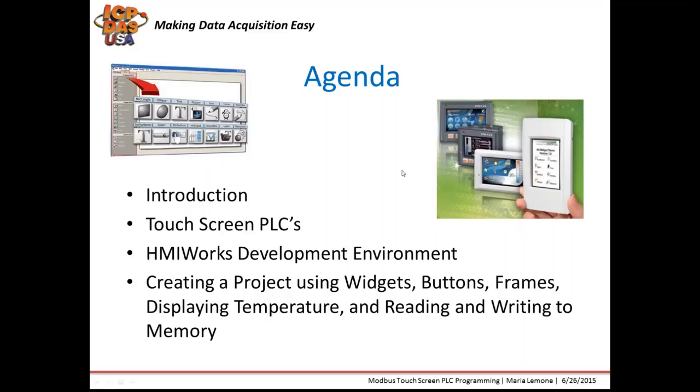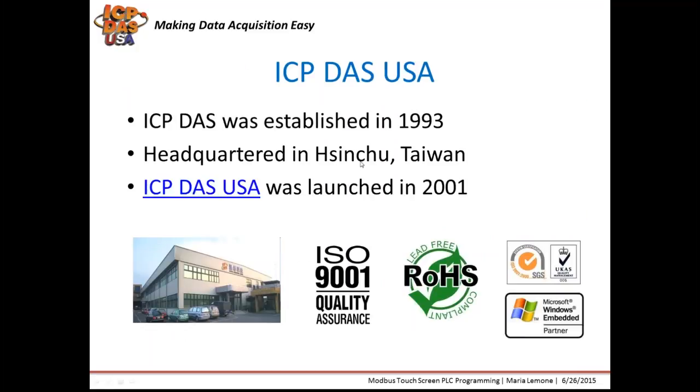I'm Maria Limoni, Sales Manager here at ICP DAS USA, and I have Robert from our Technical Support Department with me. ICP DAS was established in 1993. Our headquarters is located in Hsinchu, Taiwan. ICP DAS USA was launched in 2001 to support the North and South American markets. We have over 100 R&D engineers and work closely with them to support you. For any large projects you're working on, we may be able to provide you with free programming and systems integration services. Please contact our sales department for details.